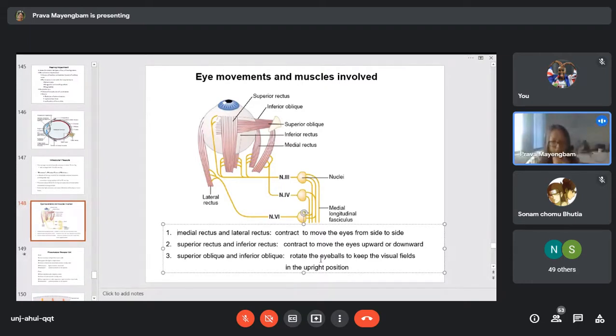What I was telling, so these are the sets of muscles. There are 6 muscles involved in the movement of the eye. So you just remember these parts.